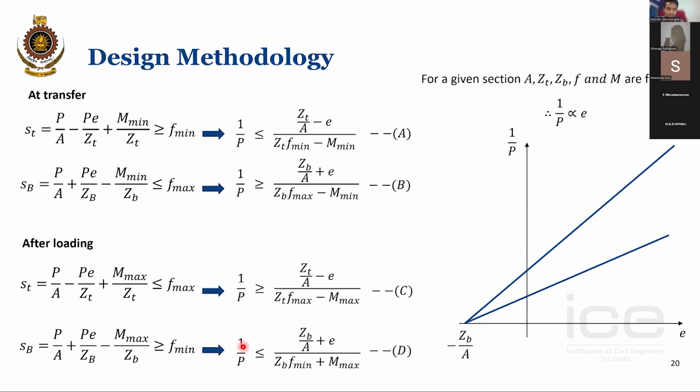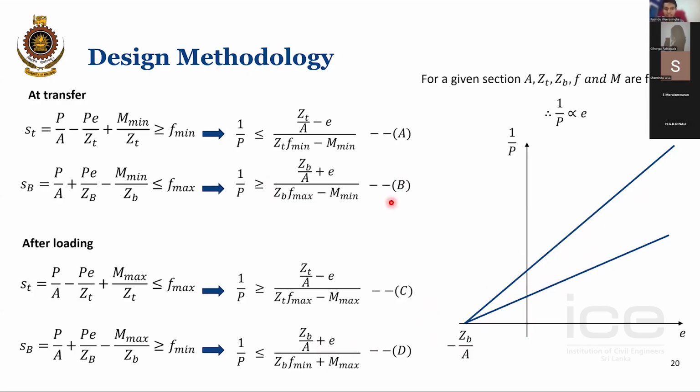So this will be starting from this one, on a straight line like this. Then 1 over P making 0, from D also you can get e, eccentricity, is minus Zb over A. So these two lines, B and D, will be starting from a position like this. And 1 over P, in one case it is greater than this one, and the other case it is less than. So the acceptable zone is in between these two lines.